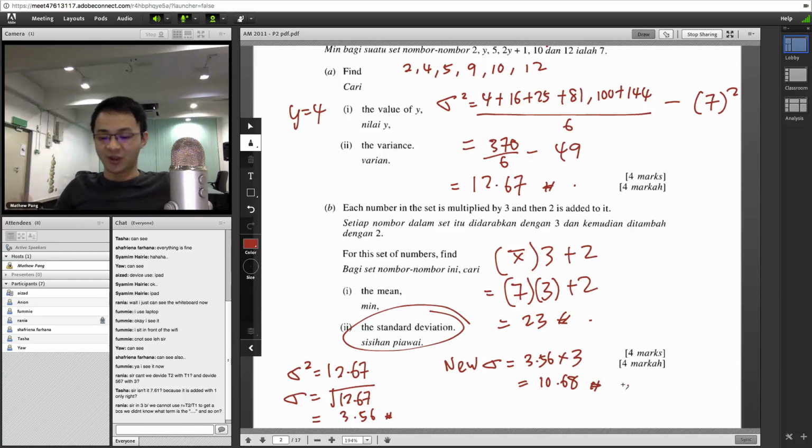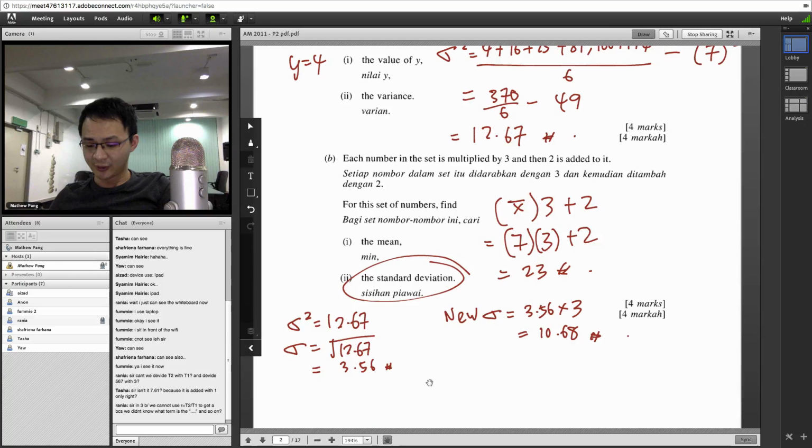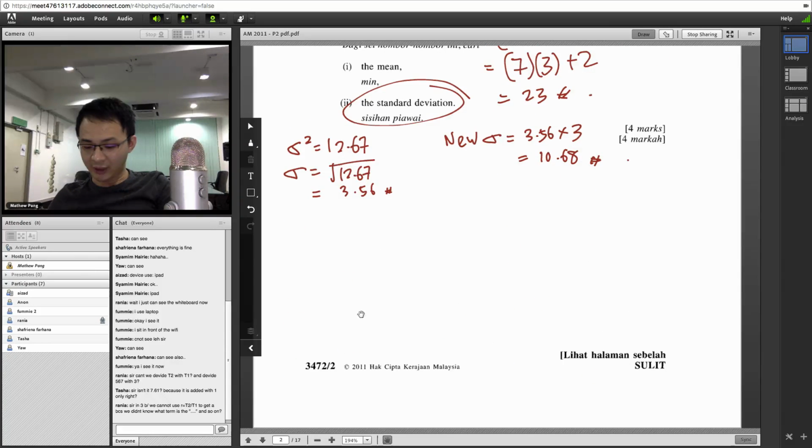Alright, this is how we solve the statistics topic when you want to find the new mean or new standard deviation. Remember, for standard deviation or variance or range, all you care about is multiplication. If the question asks about the mean, then you just do whatever the question wants. One multiply, you multiply. One add, you add. I hope I do make you understand this part. So let's move on. Okay, the next one.